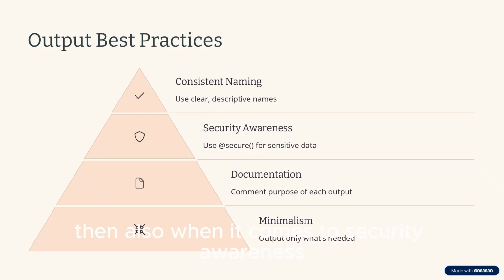Then also, when it comes to security awareness, we must understand that any output that is a secret, say like a connection string or whatever it is that we don't want to appear in deployment logs, we have to use the secure decorator, like we have practically explained throughout this section. So we use this to mark sensitive data.